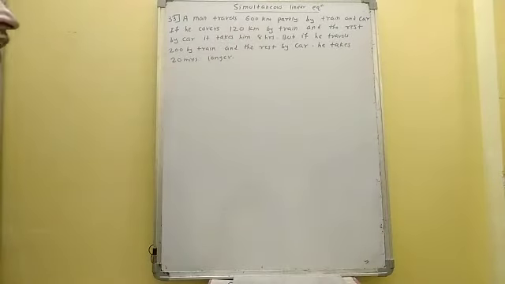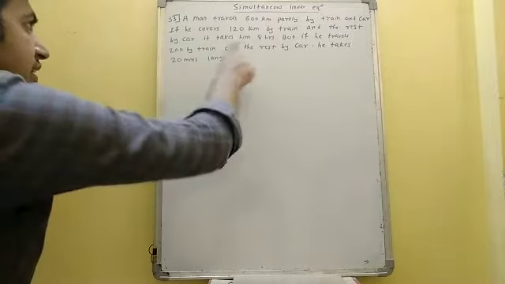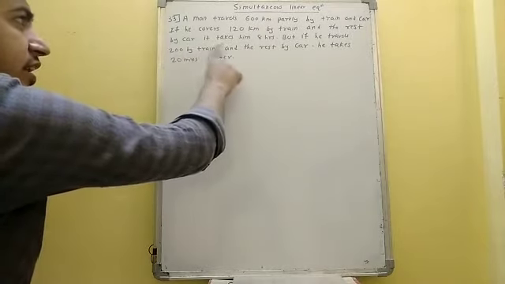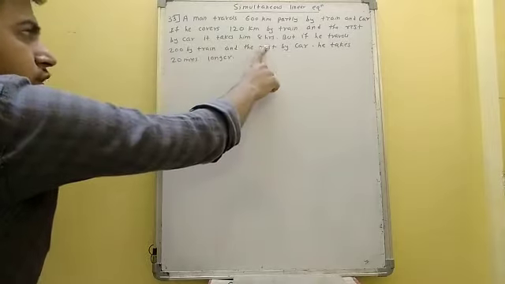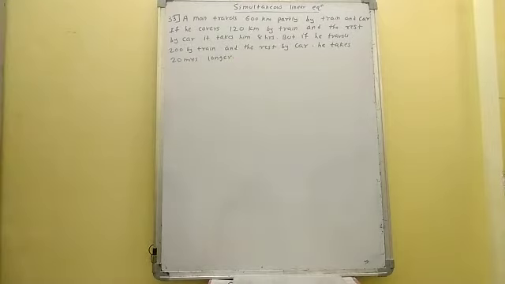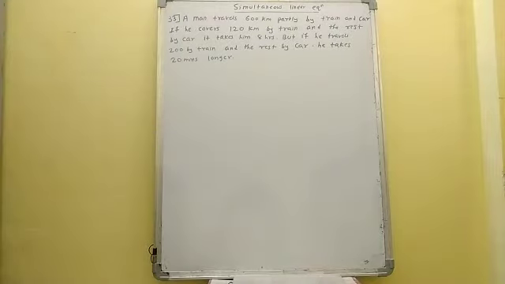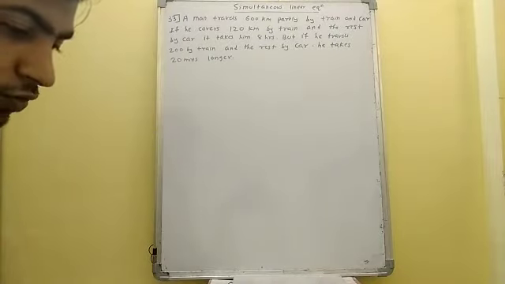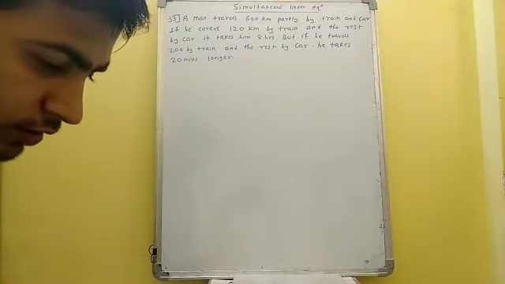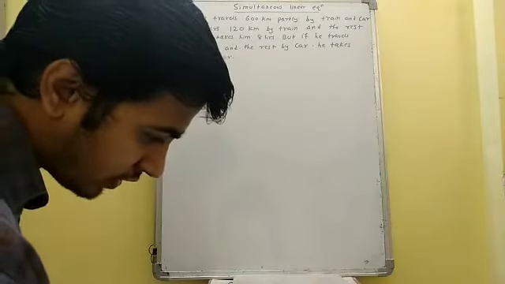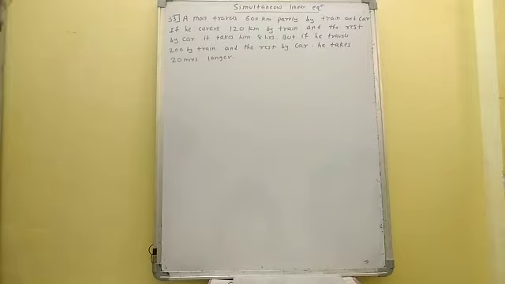It takes him 8 hours. But if he travels 200 kilometers by train and the rest by car, meaning 200 plus 400 by car, it takes 20 minutes longer. So it is 8 hours plus 20 minutes. Okay, let's start. We are asked to find out the speed of the car and that of the train.